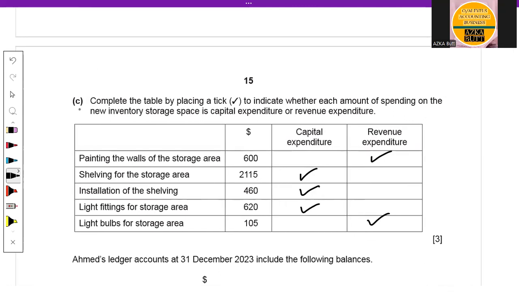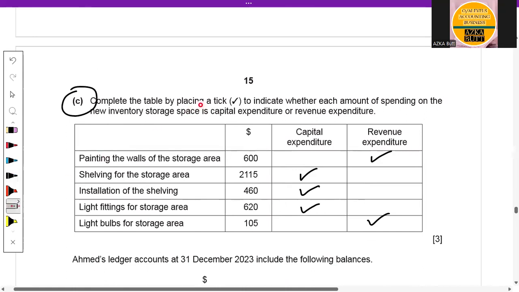Okay, so now let's see the C part. Complete the table by placing a tick to indicate whether each amount of spending on the new inventory storage space is capital expenditure or revenue expenditure. Revenue expenditure means the expenses you have to incur for revenue. Capital expenditure means the expenditure which you invest for purchasing non-current assets, and this is a one-time expense. This is multiple times and recurring expenses.